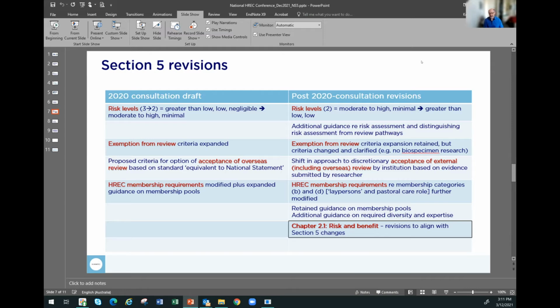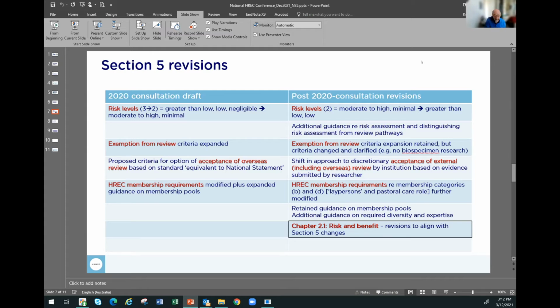And so we've gone from an attempt at moderate to high and minimal back to greater than low and low. And one of the reasons we did that was people asked quite sensibly, well, what if something isn't minimal, but it's not really moderate? It's what we would call in the old days low. So that would have required a three-category system again, and simply relabeling them. So we thought that really the distinction that mattered was greater than low and low.